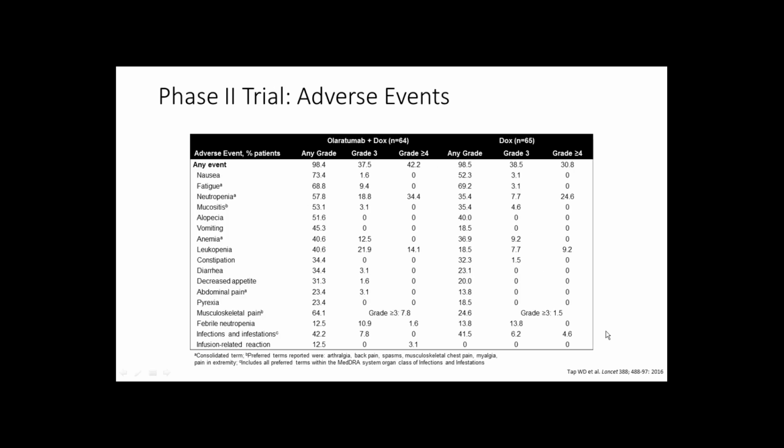And then this slide just lists all of the adverse events in both arms. So as I mentioned, the combination was really well tolerated. The serious events, the grade 3 and the grade 4 events, are listed in the columns here. But again, no major concern in terms of any untoward safety signal from the combination of olaratumab and doxorubicin.